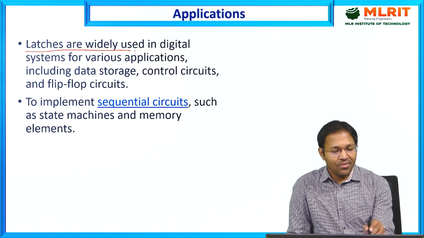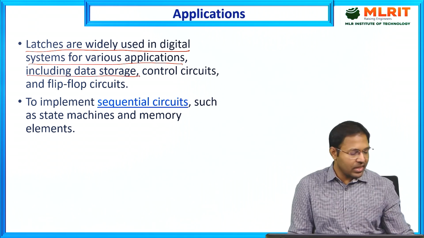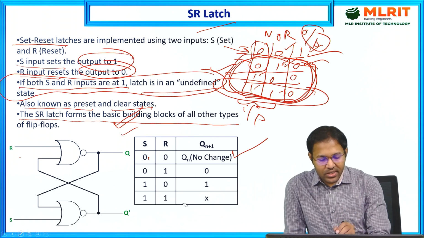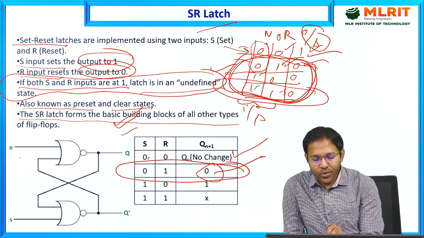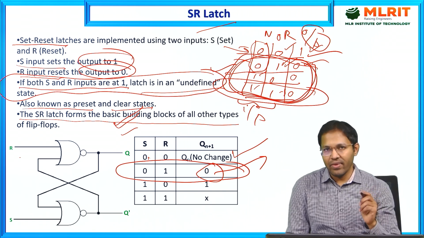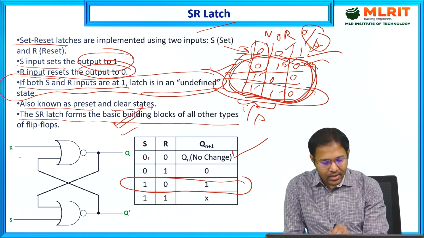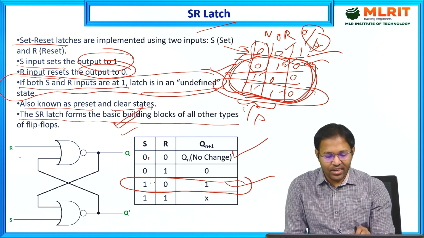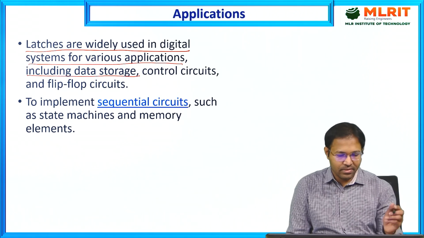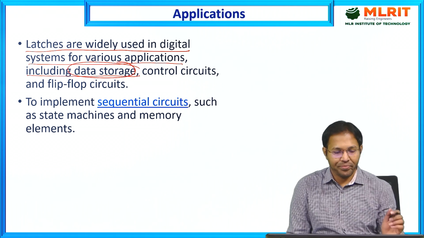So, latches are widely used in digital systems for various applications including data storage. How? Here, when we give this particular combination of input, the output remains at 0 unless an external new signal is given. Likewise, if you want to store 1, then this is the set of input that we are going to give to the latch. So, usually it is 1 bit of information it can store.